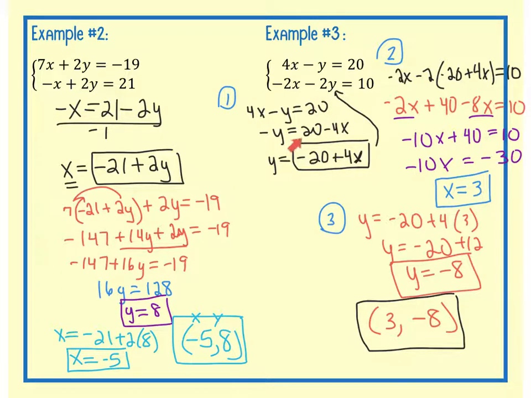So this was step 1. This was step 2 where I substituted it back into y. The next step was to distribute, combine like terms, subtract 40 from both sides, divide by negative 10. Whatever you get here, you go back to what you boxed and plug this back into here. So negative 20 plus 4 times 3, negative 20 plus 12. The answer is negative 8, and there is my ordered pair.